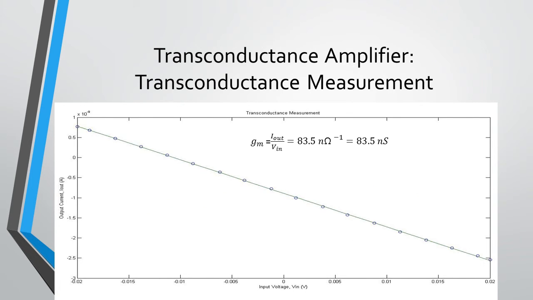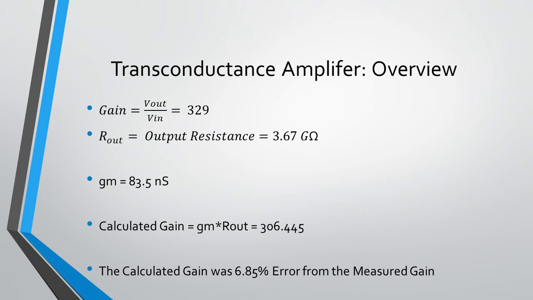The third parameter is the transconductance, which is going to be Iout divided by Vin. After we do this linear interpolation on this plot, we saw that it's 83.5 nanosiemens. Overall, for the transconductor amplifier, the gain is 329, the output resistance is 3.67 gigaohms, and the transconductance is 83.5 nanosiemens.